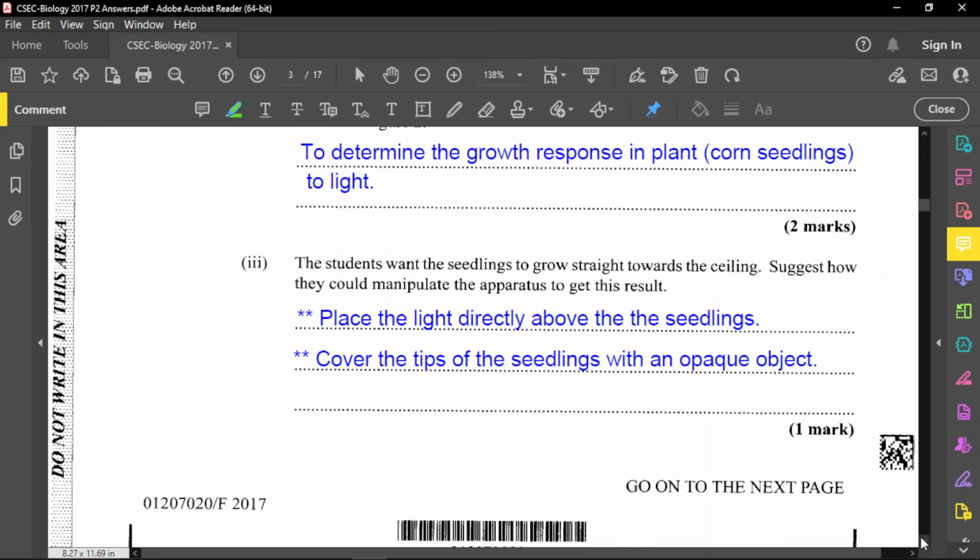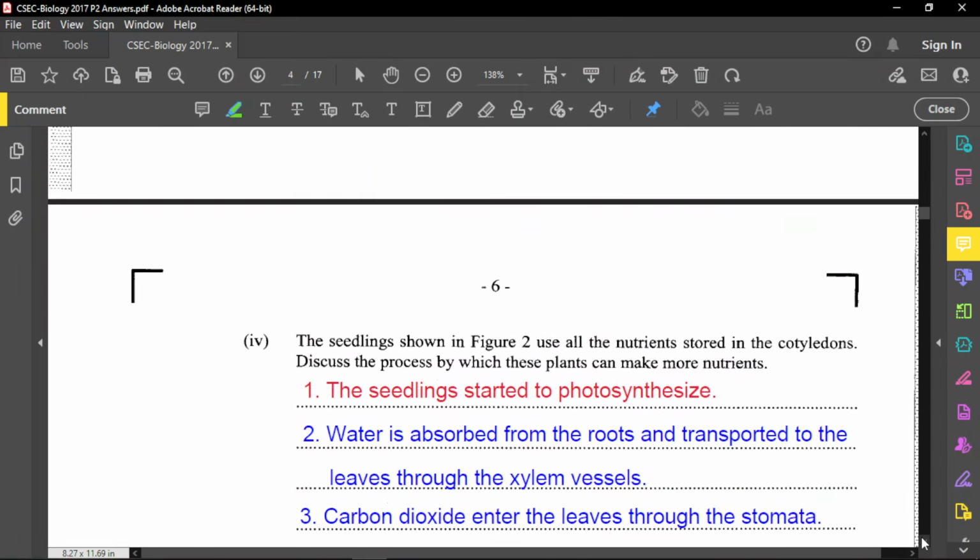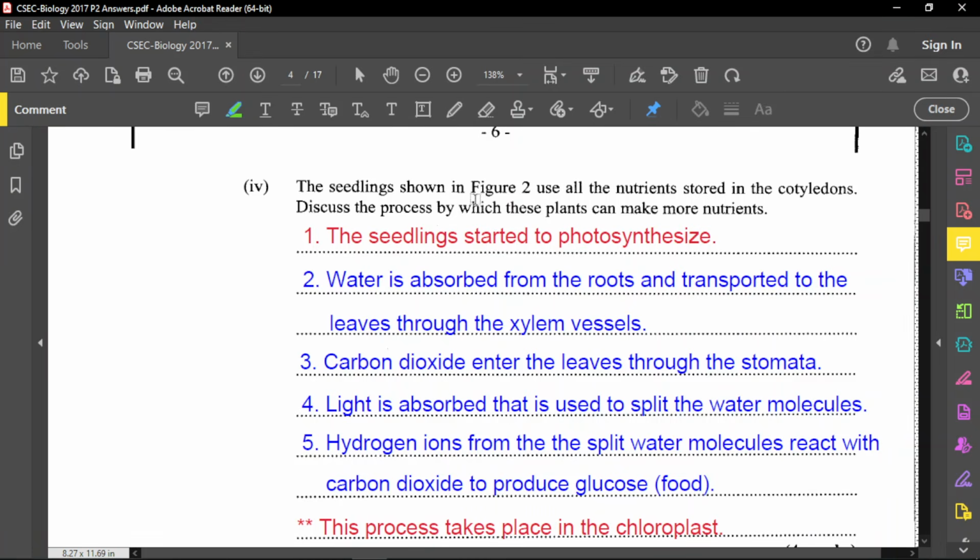All right. So the next part of the question, which is part 4, is that the seedlings shown in figure 2 use all the nutrients stored in the cotyledons. Discuss the process by which these plants can make more nutrients. And so I want to point out that the cotyledons store food, all right? And so once the food is being used up, that means the plant is now ready to photosynthesize, all right? So if you notice, the first point is that the seedlings started to photosynthesize because they have their plumule developed into leaves, all right?